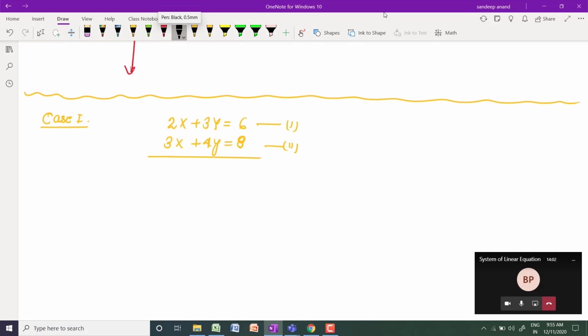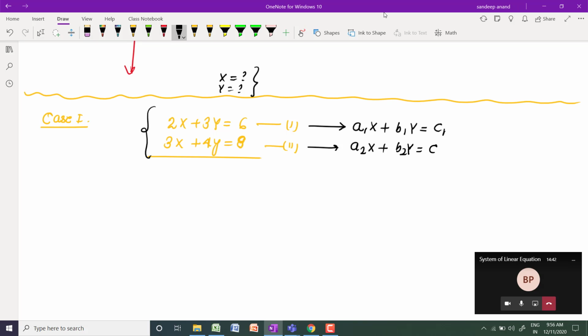When this linear equation comes to you and I ask you to solve this problem by elimination method, or graphical method, you will get one value of x and one value of y only. So after observing this linear equation, I can say that you will have only one value of x and one value of y. How? Now I'm going to tell you the condition. Every linear equation you can compare with a1x plus b1y is equal to c1 for equation number 1, and for equation number 2, a2x plus b2y is equal to c2.